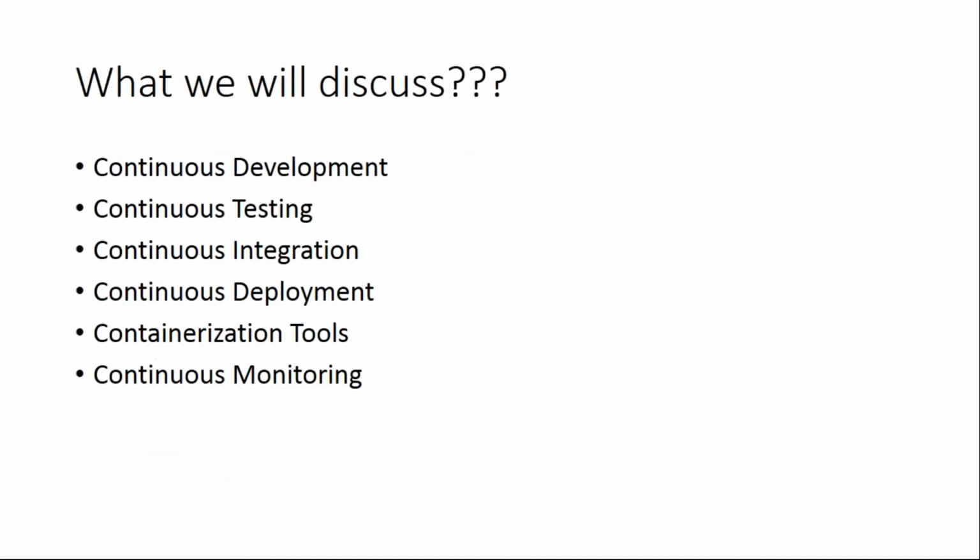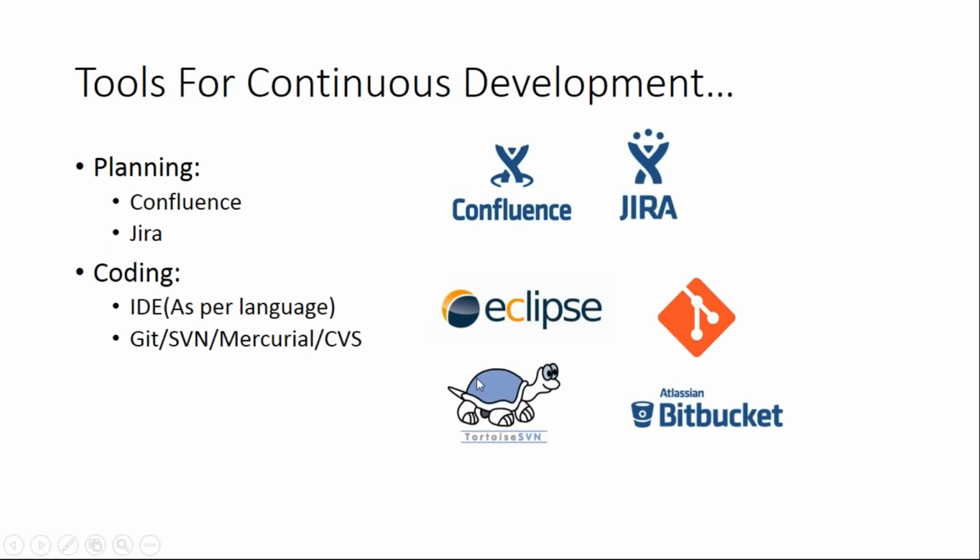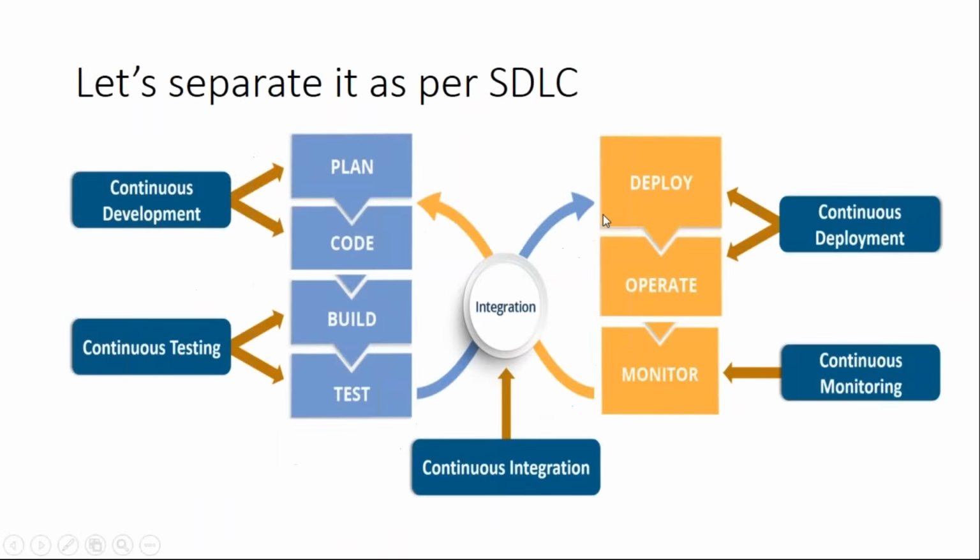Anyway, let's see what we'll discuss. We'll be discussing continuous development tools, continuous testing tools, integration and deployment tools, containerization tools, and monitoring tools. So let's see tools for continuous development. We will definitely see some interfaces, it's not only theoretical. We'll see some interfaces and how we are working there, at least some dummy part. So in continuous development, we have already seen, let's go back to the diagram. Here it's the planning and coding phase.